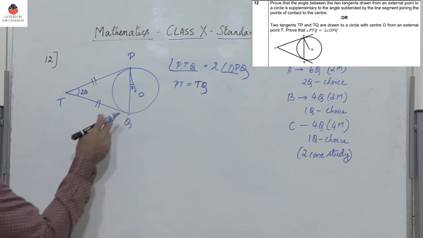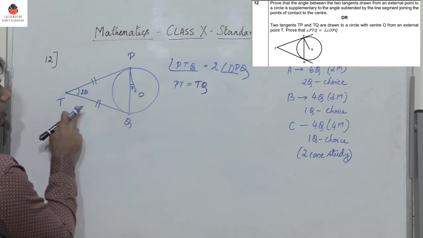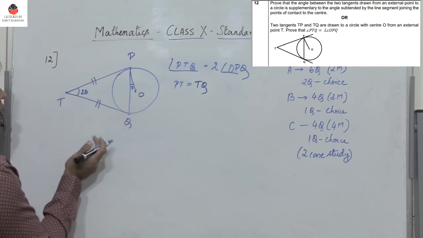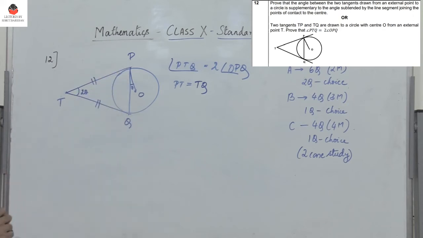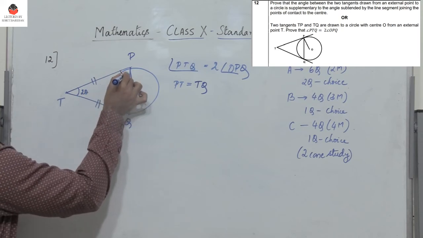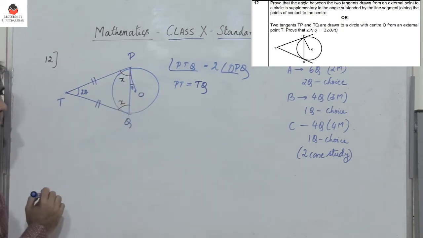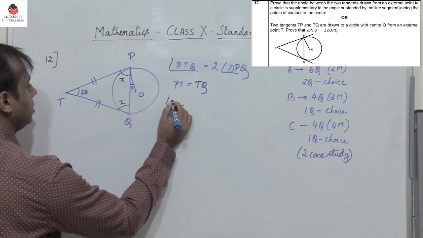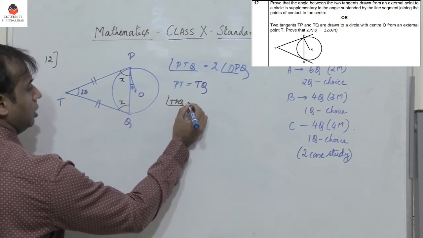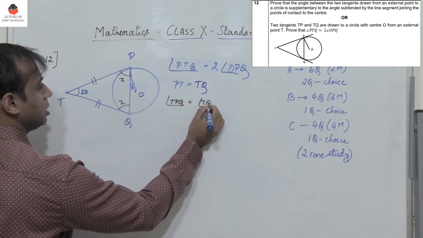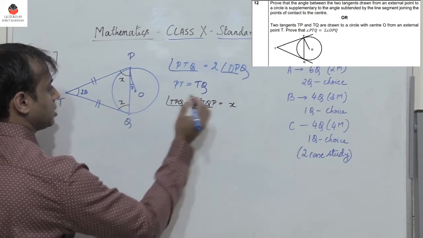Now we know that PT is equal to TQ. So therefore the angles opposite to equal sides are also equal in a triangle, right? So therefore this angle will also be equal to this angle. So let this be X and let this be X. So I have angle TPQ equals angle TQP equal to X.